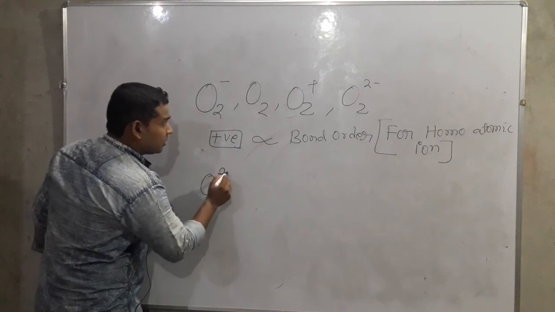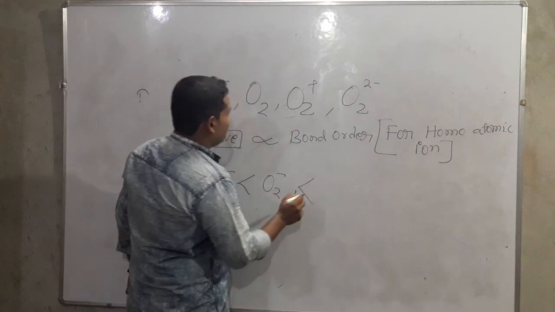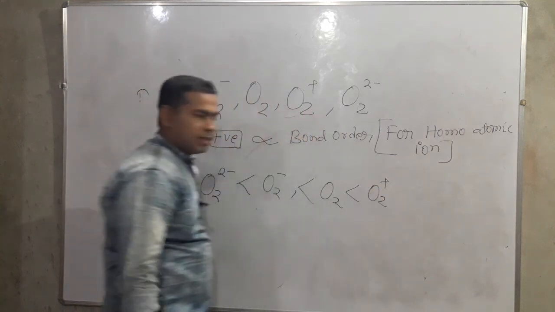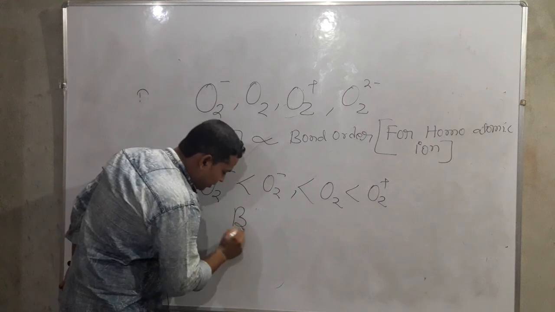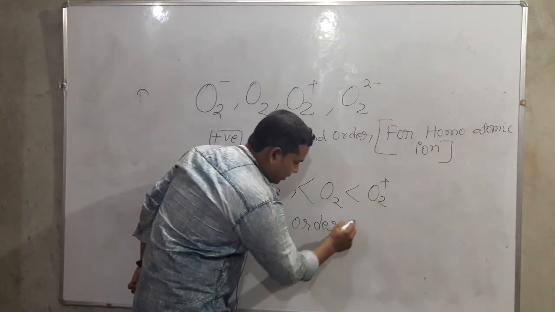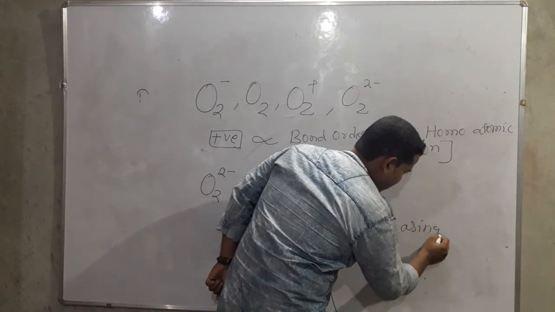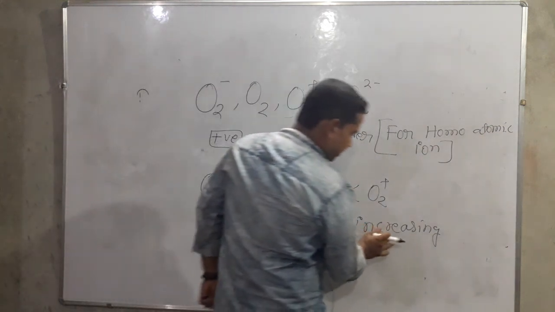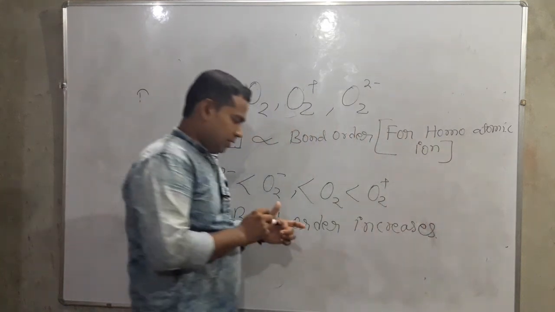Another thing: O2 2 minus less than O2 minus less than O2 less than O2 plus. Clear people? So this is the bond order increasing order. Bond order increases from left to right. Clear?